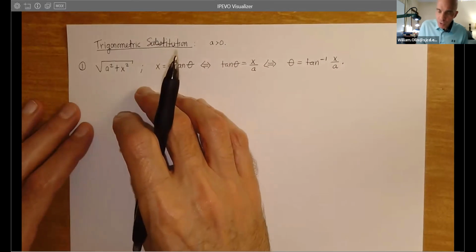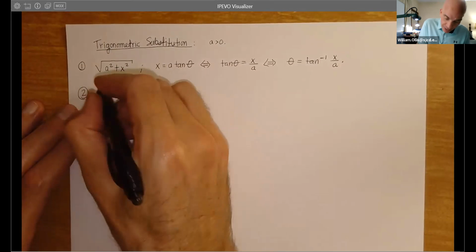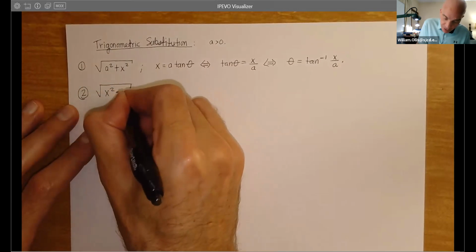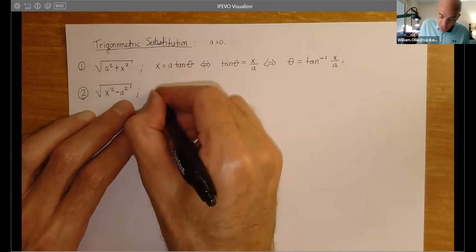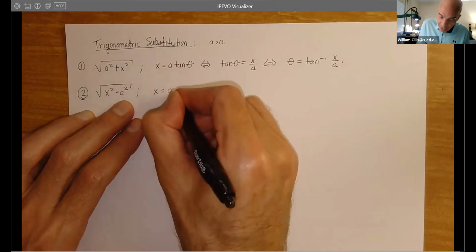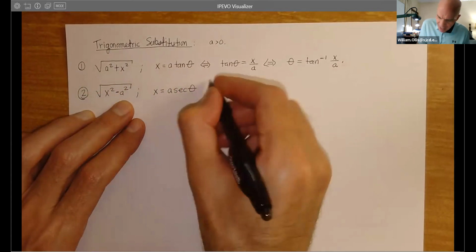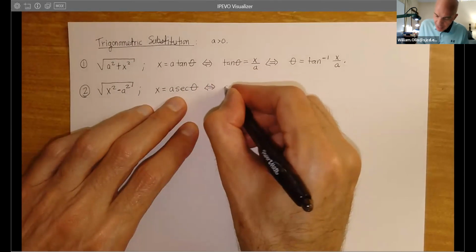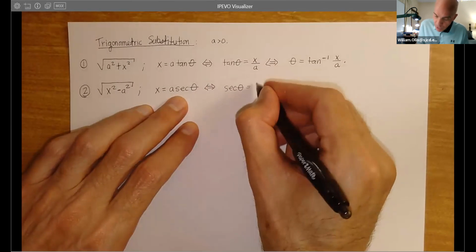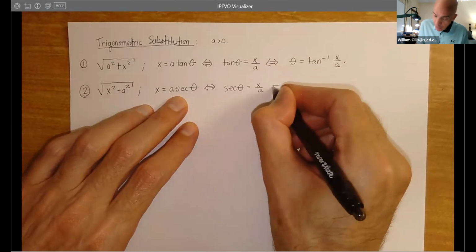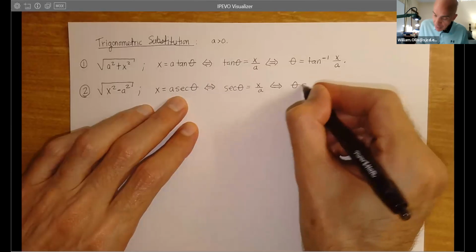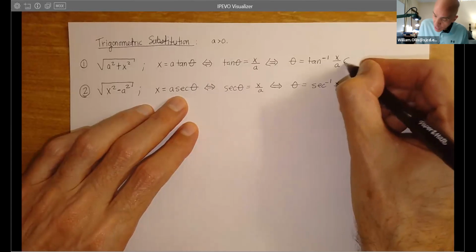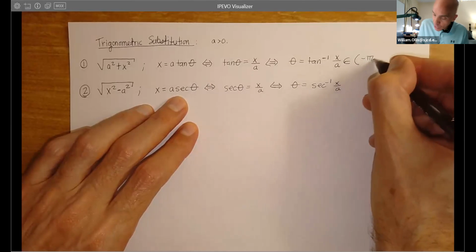You can do it for the other two. So here we could have x squared minus a squared. Now this one's not as user friendly. This actually can be improved by using a secant theta. But the secant theta is not as forgiving as the tangent. And so we could say in this case, secant theta equals x over a if and only if theta equals inverse secant of x over a. And so of course, this would be between negative pi over 2 and pi.